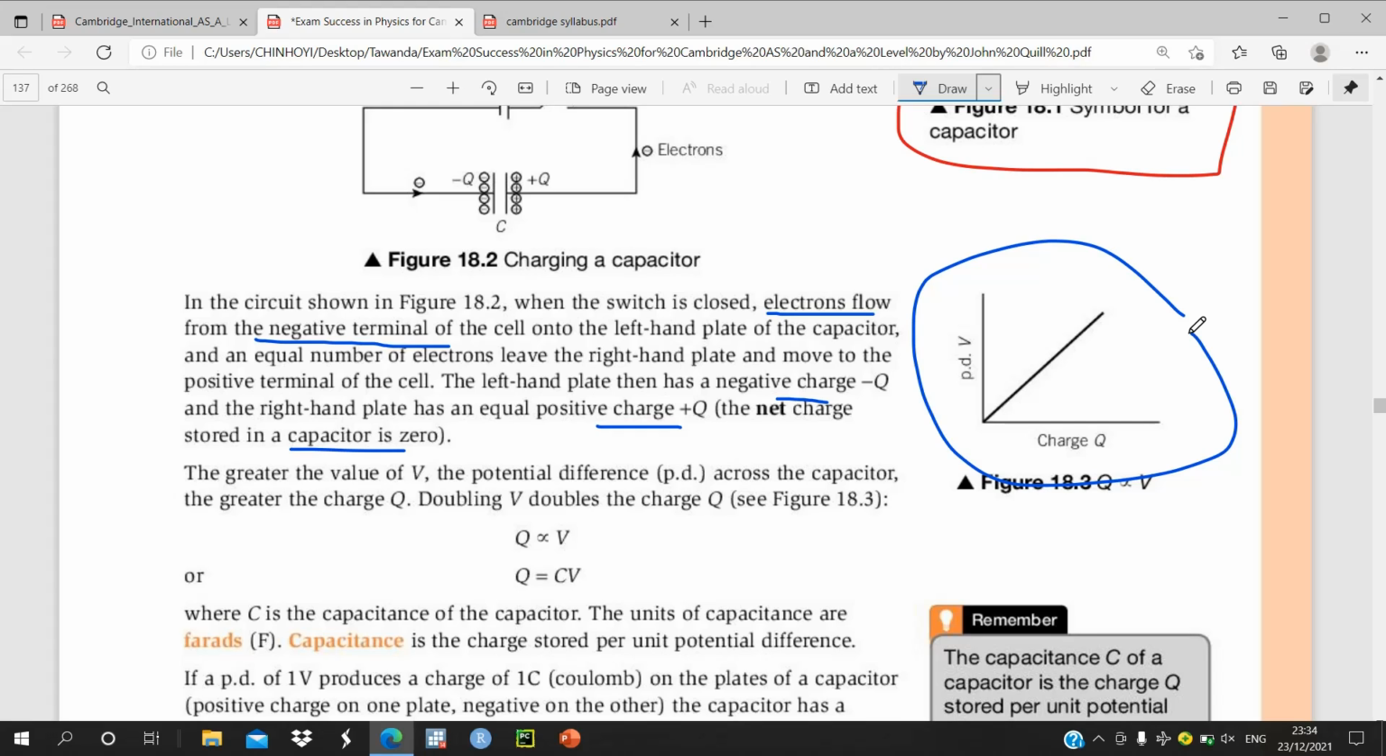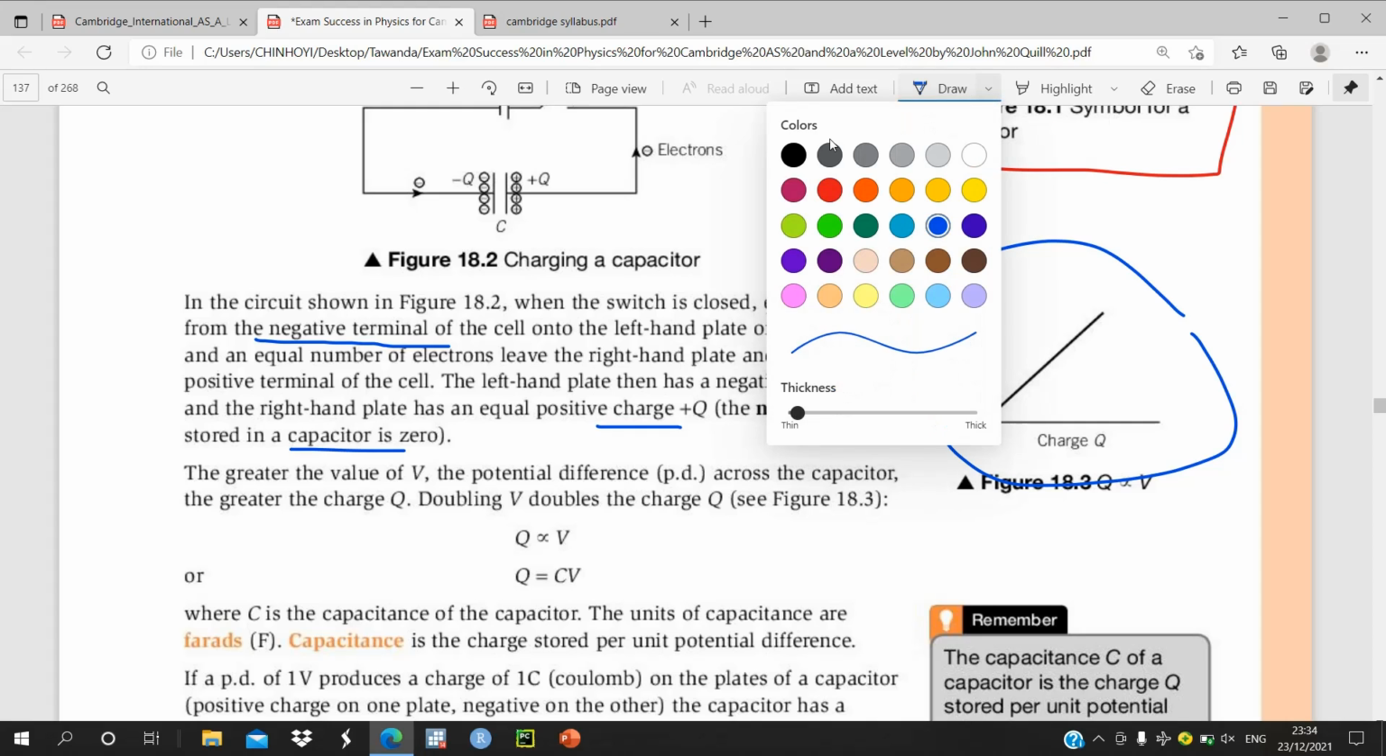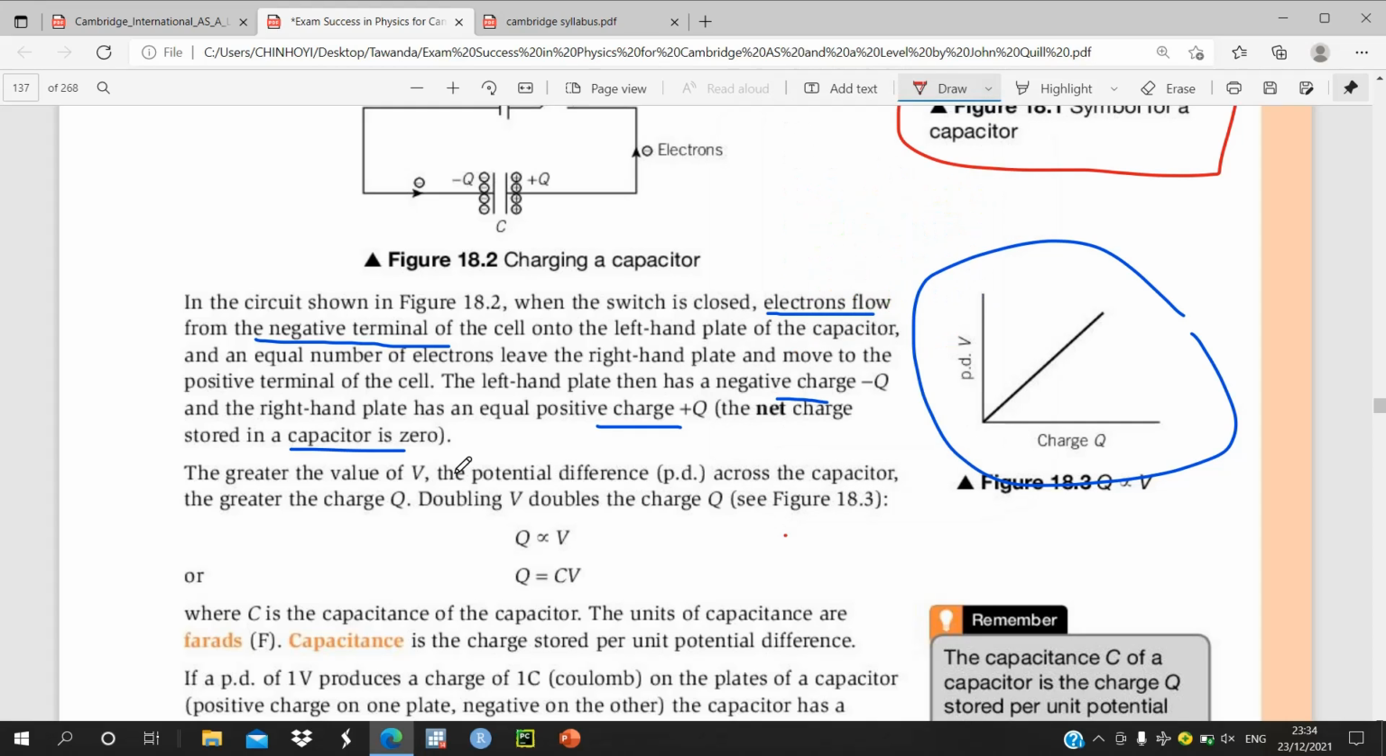Then we have this relationship between voltage and charge. The greater the voltage V, the potential difference across the capacitor, the greater the charge. So this is our expression: charge is directly proportional to the voltage, and doubling V will also double Q.